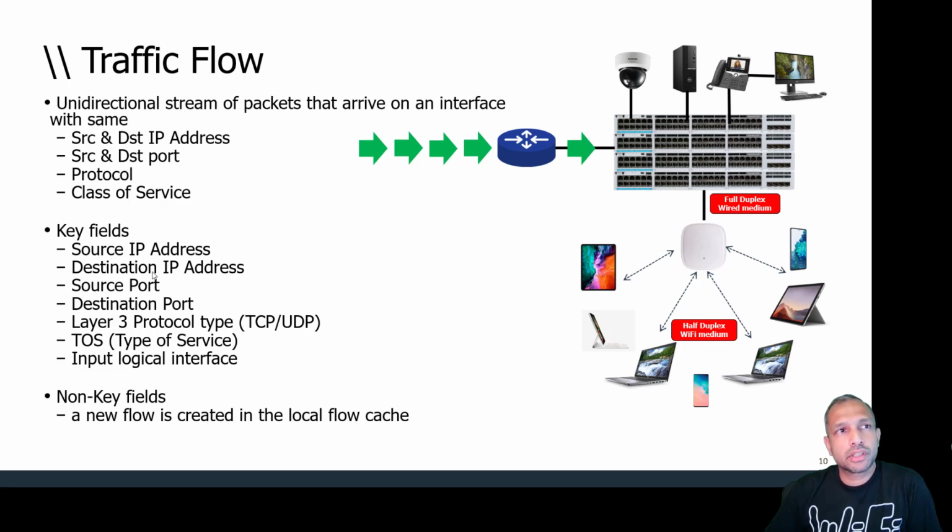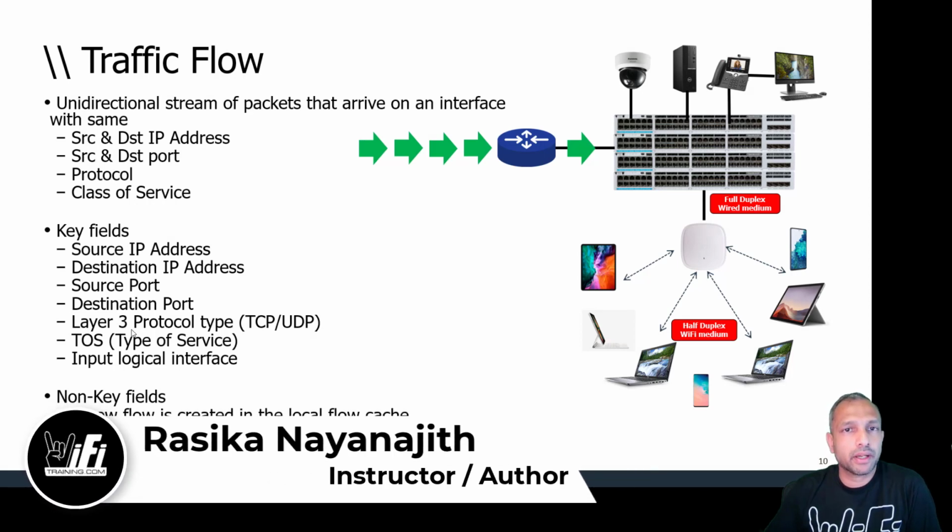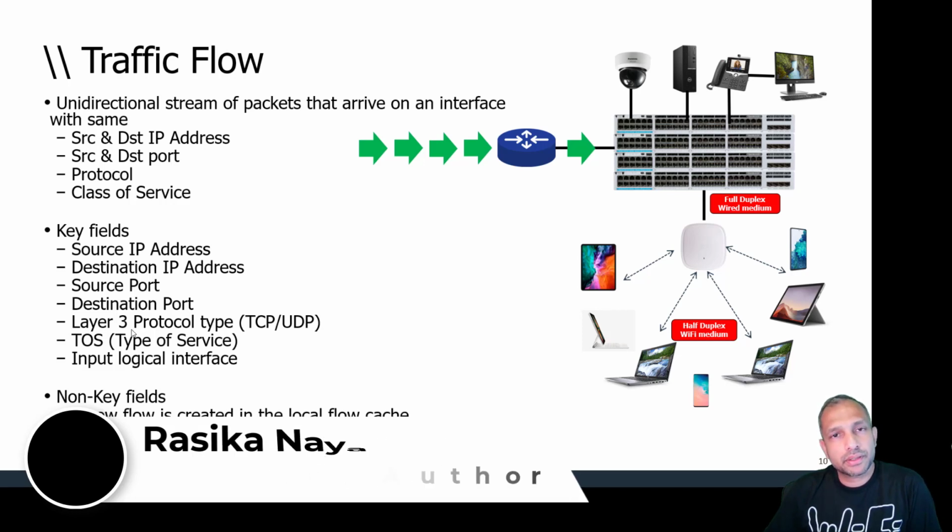These key fields, those 7 fields: source, destination, source port, destination port, layer 3 type of service, and input interface. These 7 fields we normally know as key fields. Most NetFlow tools basically monitor these 7 pieces of information. Other than that, non-key fields can be, for example, the starting time and ending time of a flow, how many bytes, how many packets. So all these are what we call non-key fields, which you can collect as particular parameters.